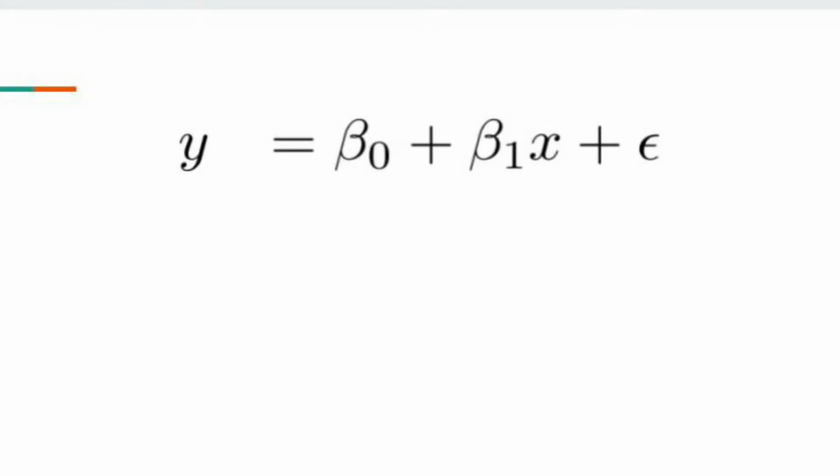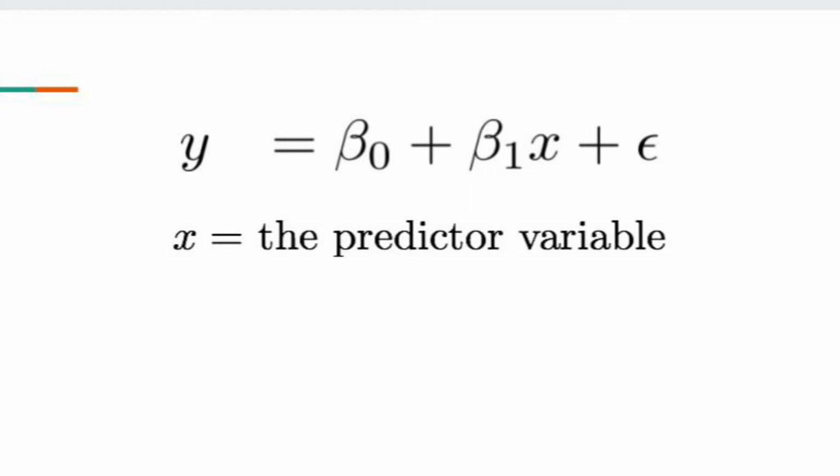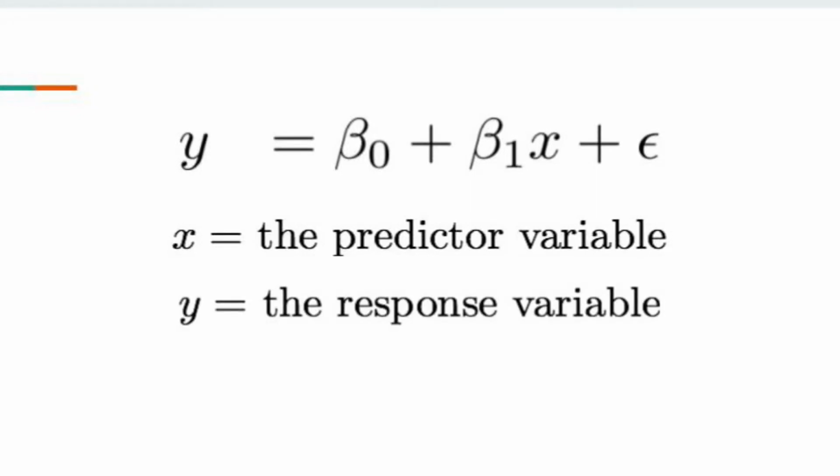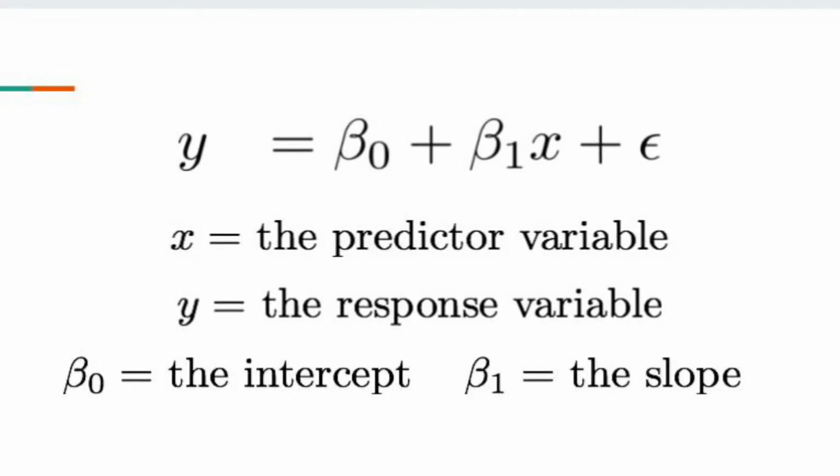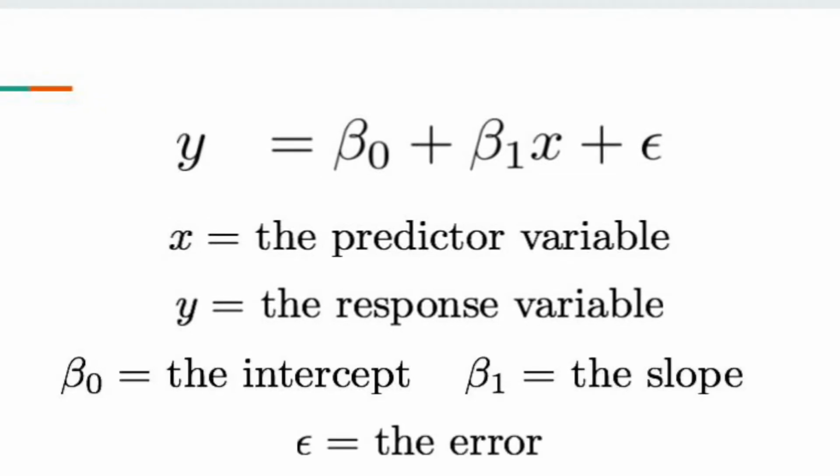The linear regression model is stated as such: y equals beta sub 0 plus beta sub 1 multiplied by x plus epsilon, where x is called the predictor or regressor variable, y is the response variable, beta sub 0 is the intercept, beta sub 1 is the slope, and epsilon is the error.